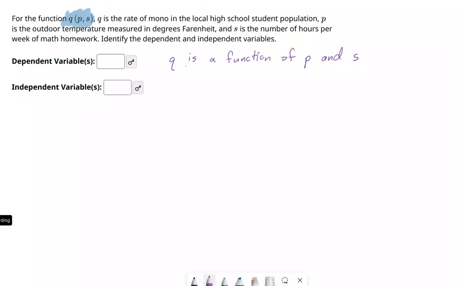Maybe the outdoor temperature or the amount of homework students have affects their behavior in some way, and that contributes to mono. But it certainly can't be said the other way around, right? It doesn't matter how many cases of mono there are, that's not going to affect the weather.